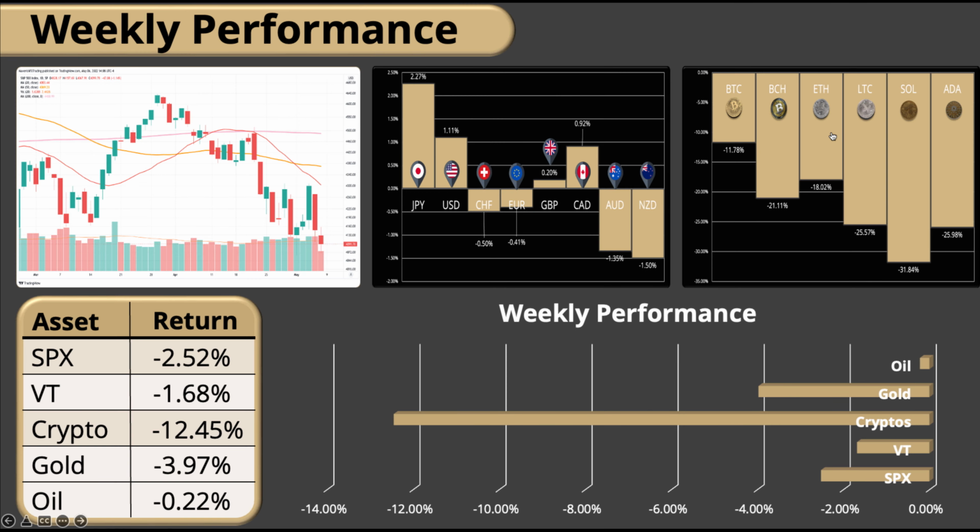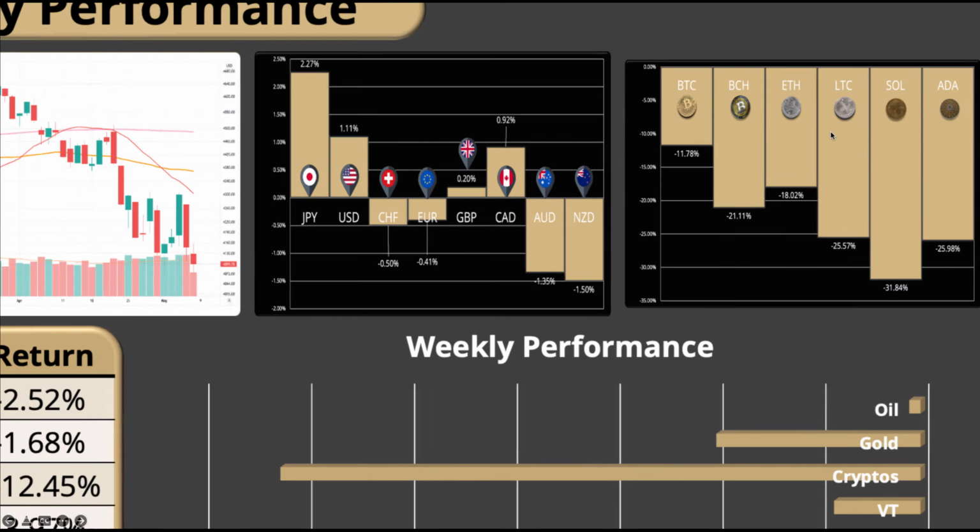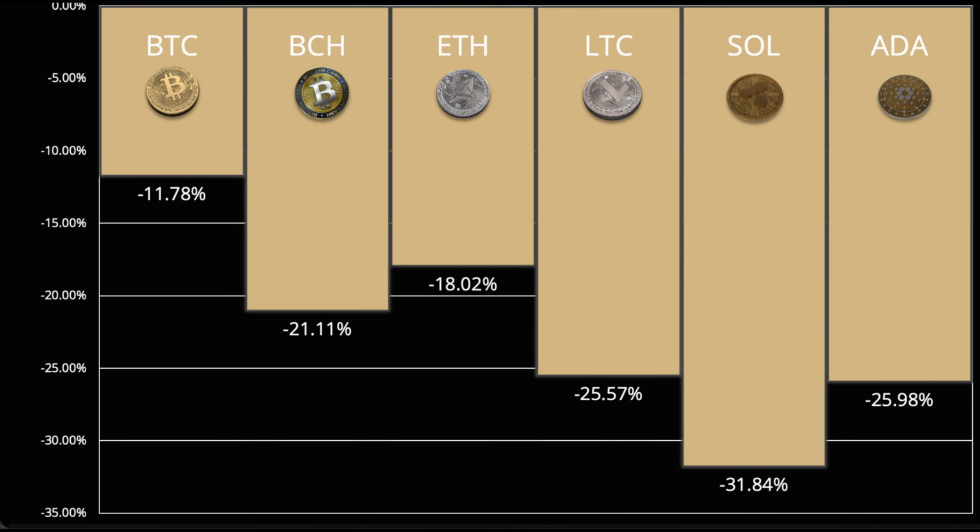Now let's get back into the crypto world. And cryptocurrencies, as you can see, a lot of negative numbers. Bitcoin was down 11.78%. Bitcoin Cash is down 21%. And Ethereum is down 18%.